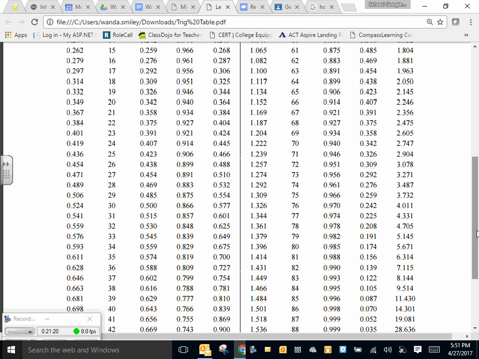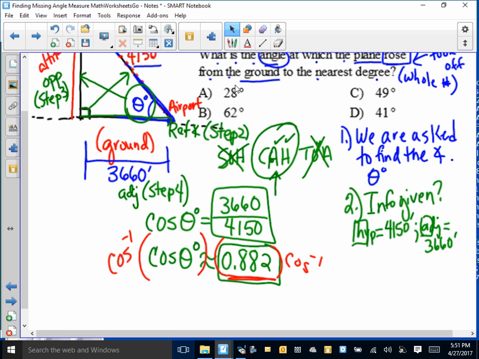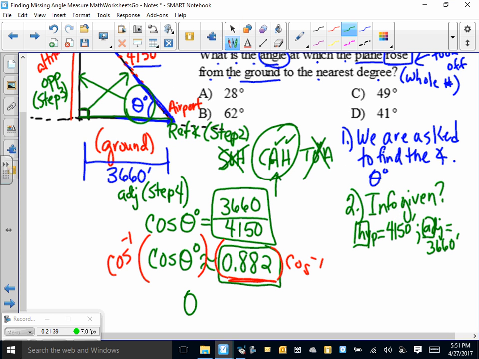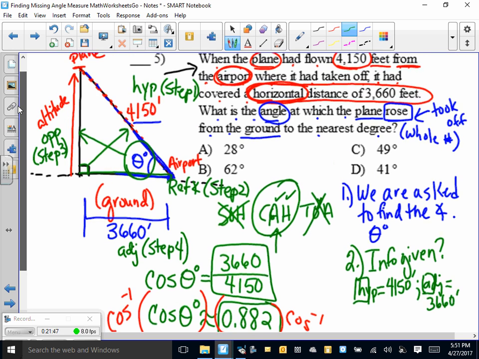When I get to here, 0.883 at 28 degrees, 0.883 is within a thousandth of my answer. So therefore, 28 would be my best choice as my answer. The correct answer is that theta is approximately 28 degrees, and that is answer choice A.